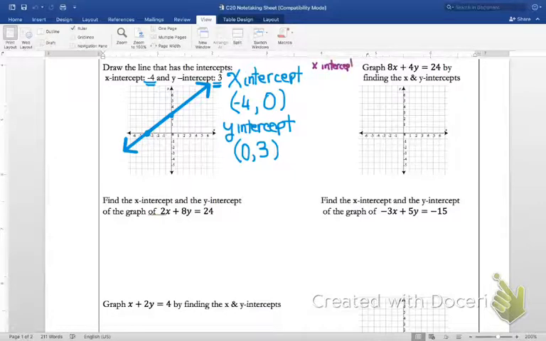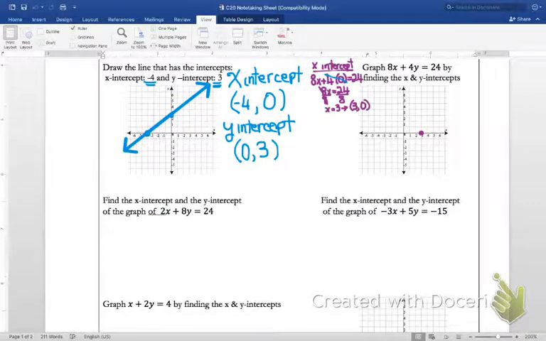So to find the x-intercept, I am going to set my y value to 0. So I'm taking my equation, 8x plus 4, I'm throwing away the y, and I'm putting 0 in its place. And then I'm going to say equals 24. Now, 0 times anything is 0, so 4 times 0 crosses off, and I get 8x equals 24. I solve that, and I get that x equals 3. But remember, that's not the x-intercept. The x-intercept is a point, 3, 0.